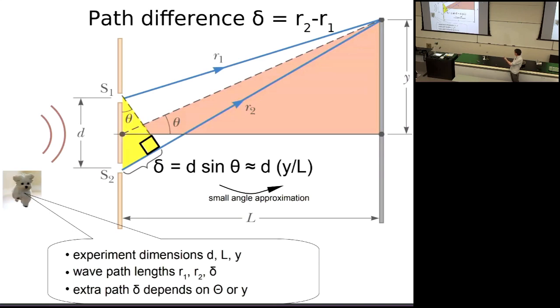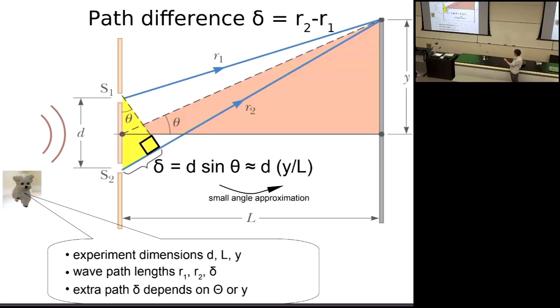We also often write it this way. We still have the d, but we replace the sine theta, the angle, with two things that are easy to measure in the experiment. They are the distance to the screen, that's the L here, and the location on the screen, that's the Y here.